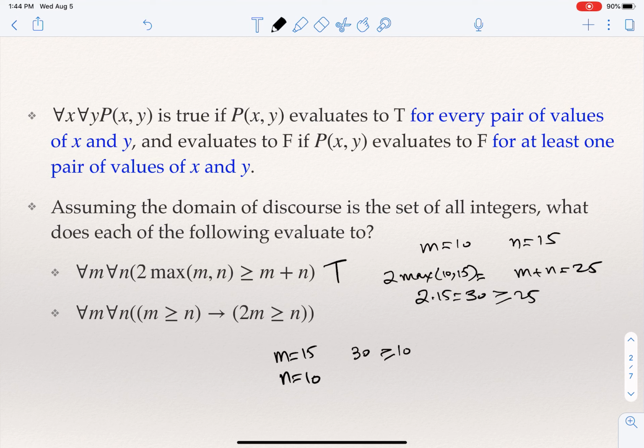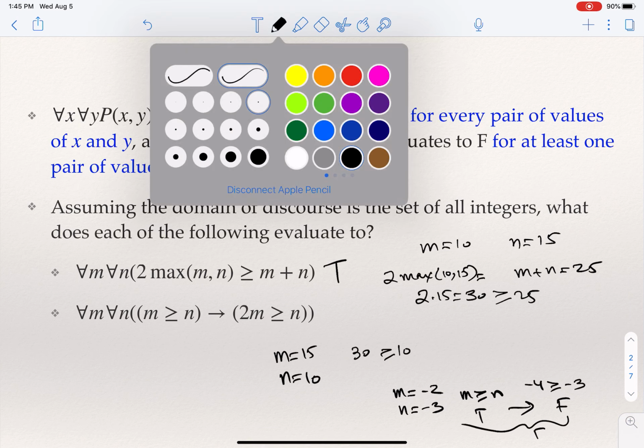The answer is no. Again, keep in mind that integers include the negative numbers, and let's look at m being minus 2 and n being minus 3. So if m is minus 2 and n is minus 3, then m is greater than or equal to n. Minus 2 is greater than or equal to minus 3. But what about 2m? 2m is minus 4. Is minus 4 greater than or equal to minus 3? This is false. So this is true, and this is false. True implies false, so this statement is false. Therefore, this statement here is false.